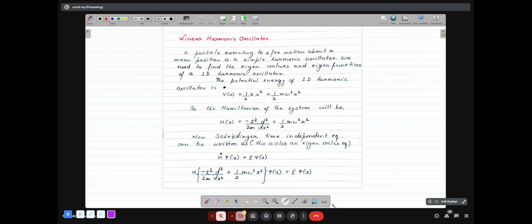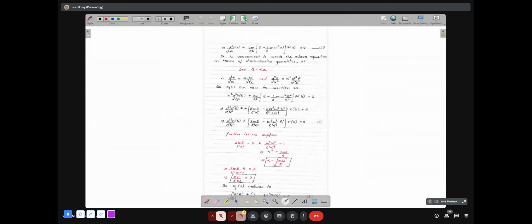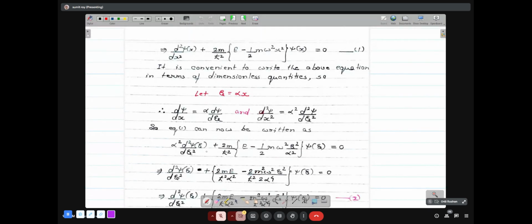Now the Schrodinger equation, this one. The potential energy of a harmonic oscillator, as we have already discussed, is half kx square. The value of k is m omega square, so the potential is half m omega square x square. So the Hamiltonian is this, and this is the Schrodinger equation: H psi equal to E psi. Up to this we have already discussed. d2 psi by dx square plus 2m by h cut square times E minus, where we have substituted the value of the potential energy, and that all equated to 0.